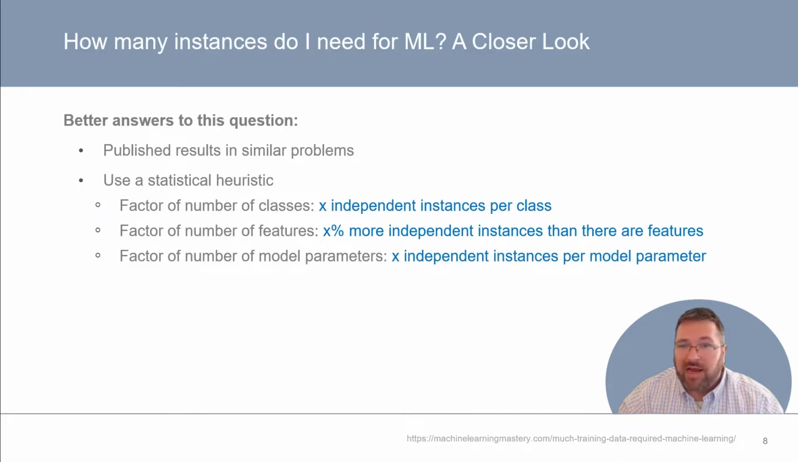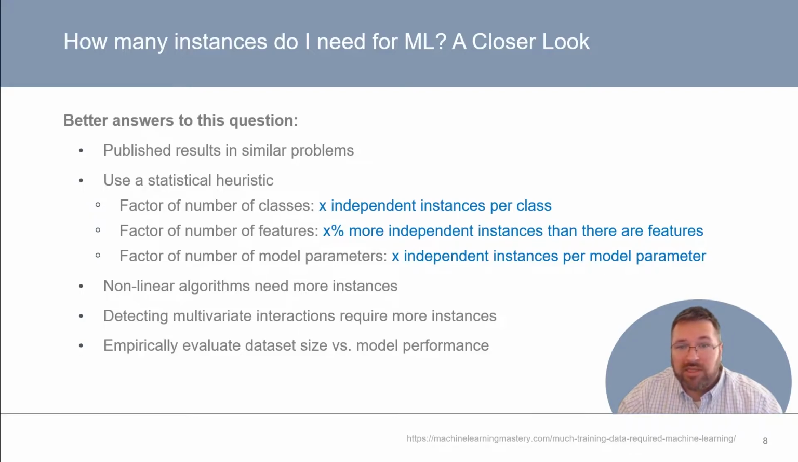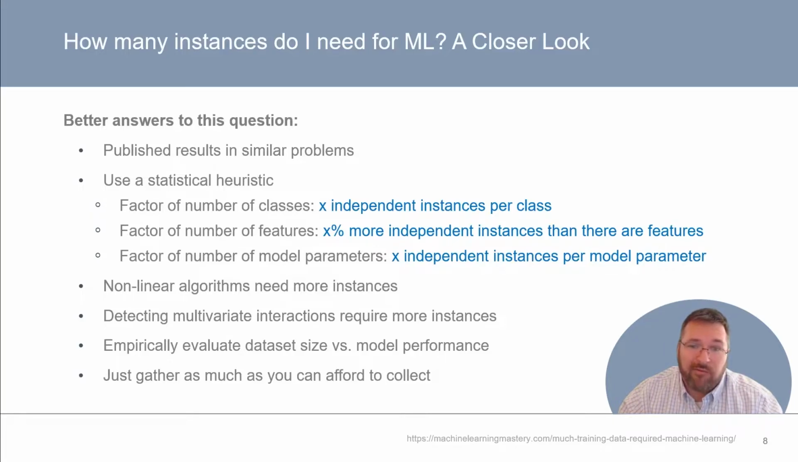Or it could be based on a factor of the number of model parameters, as in the case of applying logistic or linear regression. For example, use X independent instances per model parameter. In general, be aware that nonlinear algorithms will likely require more instances to be as effective. Also, the detection of complex, multivariate interactions will require more instances as well. Furthermore, you could use simulated datasets to empirically evaluate the relationship between dataset size and model performance in order to get a better estimate of the number of instances you'll need. Ultimately, we make the best with what we have, and most people would recommend that you gather as much data as you can afford to collect based on the constraints of either time or money.